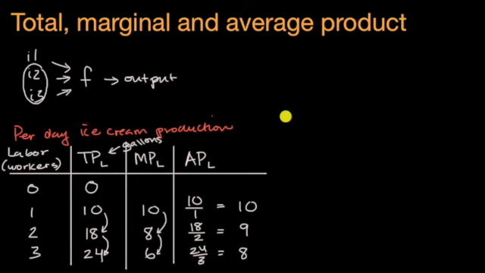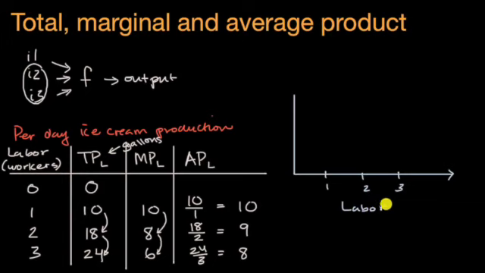I could draw this on a curve. Let me do that. On our horizontal axis, I have our labor units, which is workers per day. So 1, 2, and 3. So this is labor right over here. And our vertical axis, I'll have our total output, so total product. Let's say that's 10, 20, let's say that is 30 right over there. Well, this first one right over here, when we have 1 person working in the factory, we produce 10 gallons per day. And this is total product right over here.